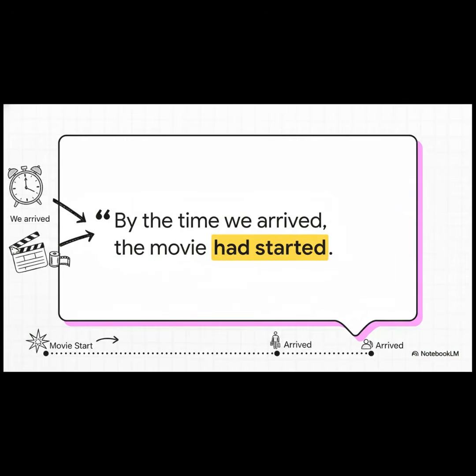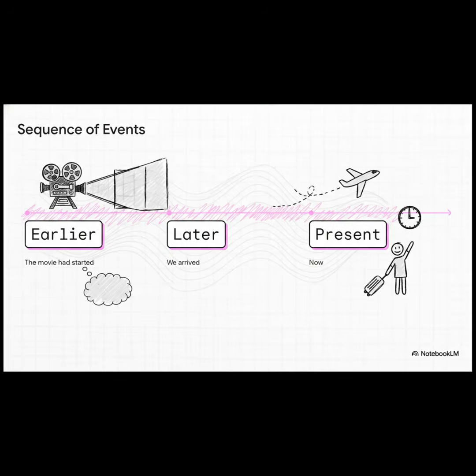Here's a total classic. By the time we arrived, the movie had started. So we've got two things that happened in the past. We arrived, and the movie started. So which one happened first? Well, the past perfect tells us in a heartbeat. This timeline just makes it crystal clear, doesn't it? Using had started firmly plants the movie's beginning in the earlier past. Our arrival happened after that, in the later past. The tense itself creates the timeline for your audience.